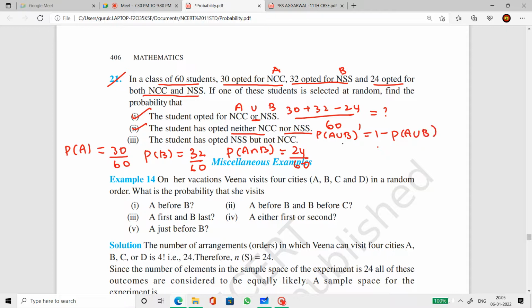So whatever answer that we got for the first one, 1 minus of that will be the answer for the second one. Third one, the student opted NSS but not NCC. NSS is B for us, NCC is A for us. So what they are asking us to find is P of B difference A, which is P of B minus P of A intersection B. P of B is 32 by 60 and P of A intersection B is 24 by 60. So this will give us the answer for the third case.